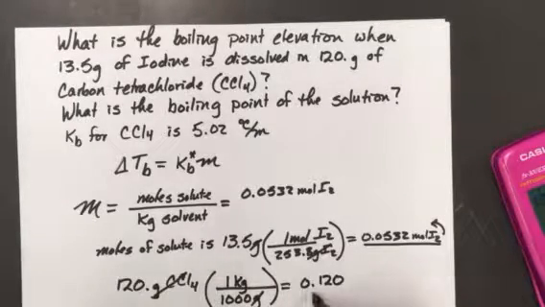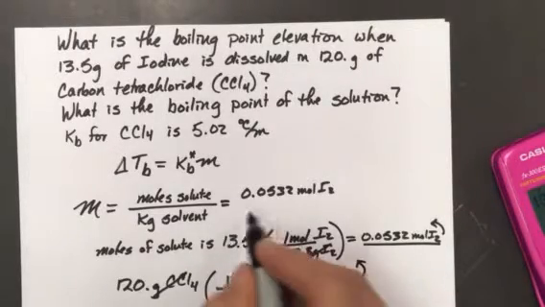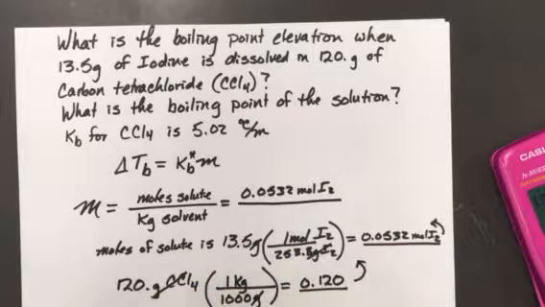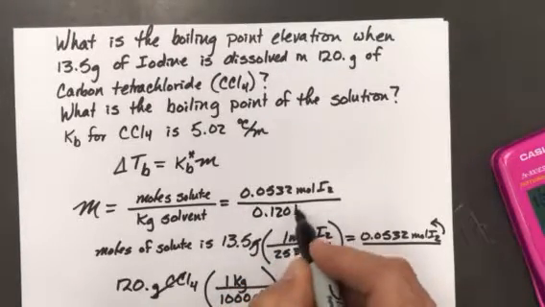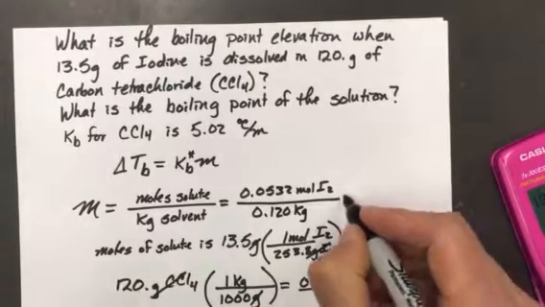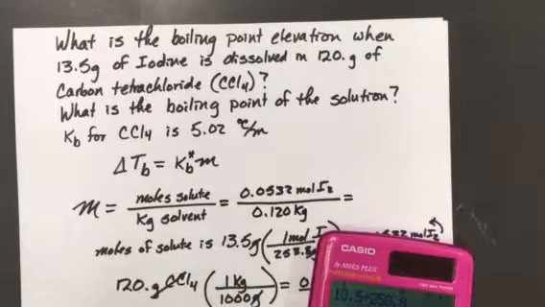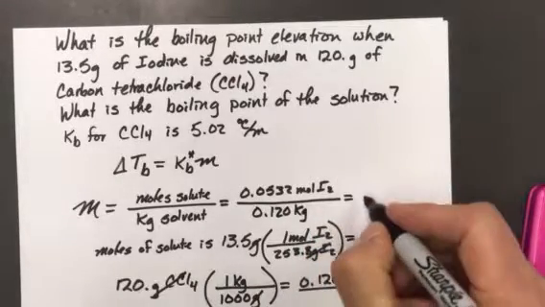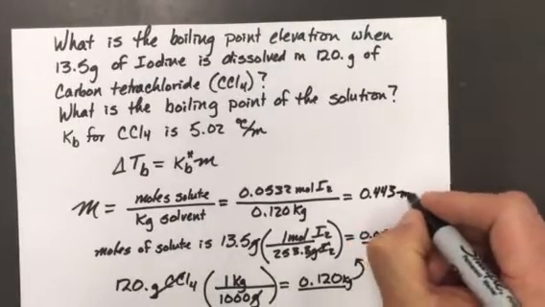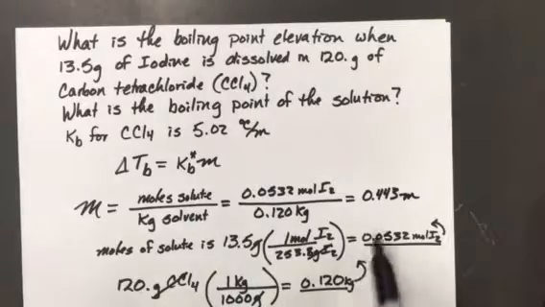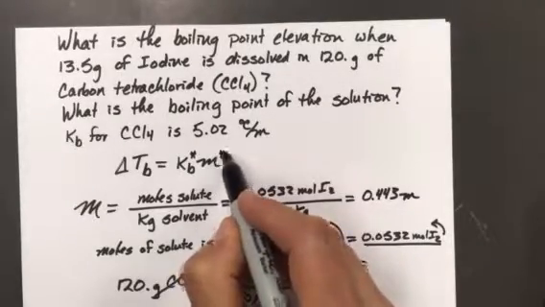This then is going to go up into this equation as well right here. So that's our kilograms. I should write my units there, sorry. 0.120 kilograms. So now I can simply divide this. I've kept my answer in here. So divided by 0.120 equals 0.443 molality.